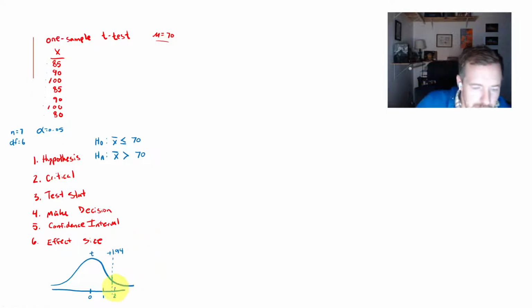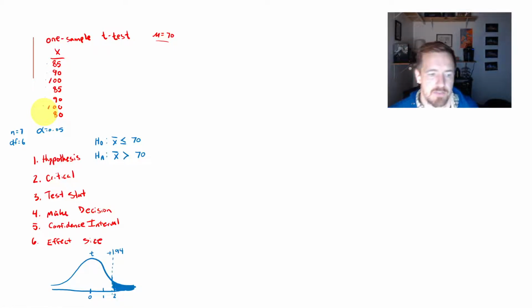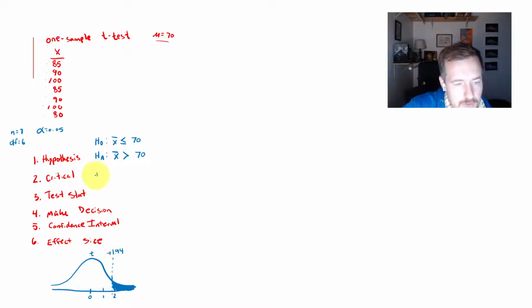All right, so then we're going to be looking to see whether or not our test statistic is going to fall in this rejection region right here. I strongly suspect that it will, because all of these values are greater than 70. But there's a lot of variability here, so we've got to make sure that the variability isn't going to make this not significant. So our critical value here, we're going to call that plus 1.94.